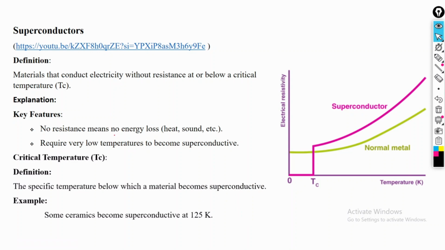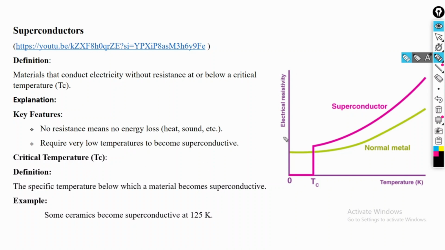Now the temperature which is required for a material so that its resistance will be zero is called the critical temperature. So the critical temperature is the specific temperature below which a material becomes superconductive.